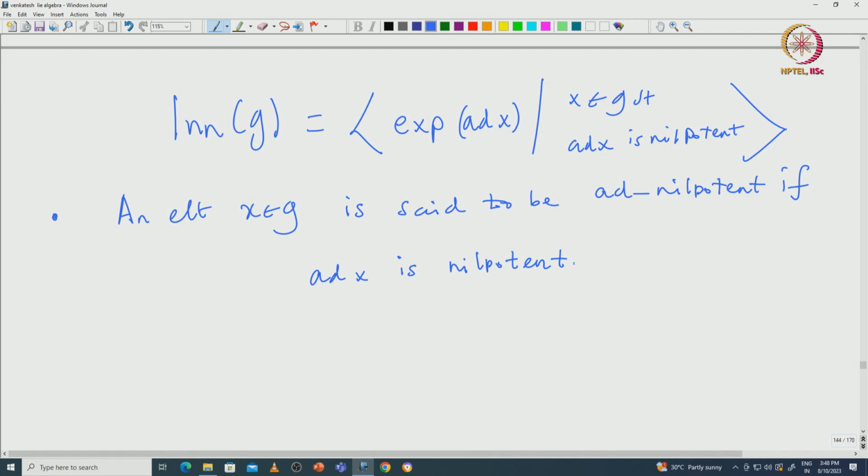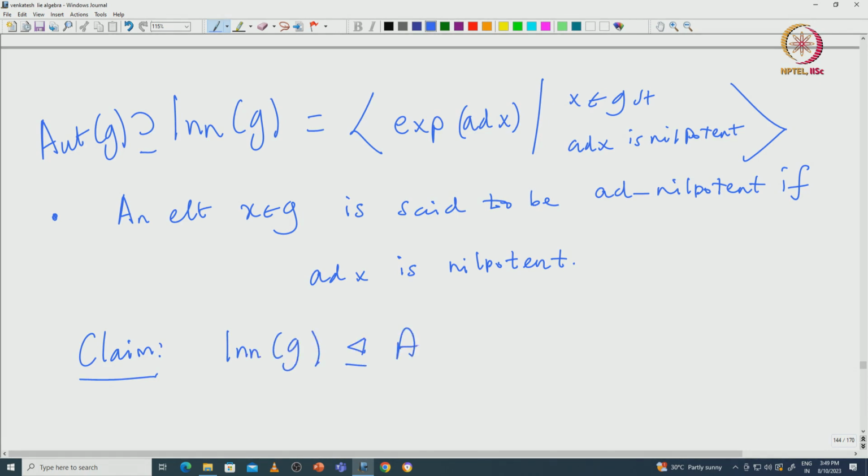Okay. So, in that language, you are taking the subgroup generated by exponential of ad x for all ad nilpotent elements x. So, this is actually a subgroup inside the automorphism group of G. We claim that this is indeed a normal subgroup of the automorphism group of G. Okay. So, this inner automorphisms group is indeed a normal subgroup of the automorphism group of G.